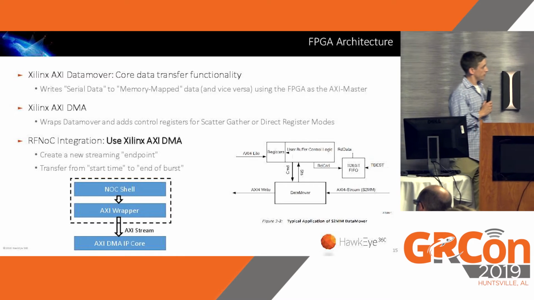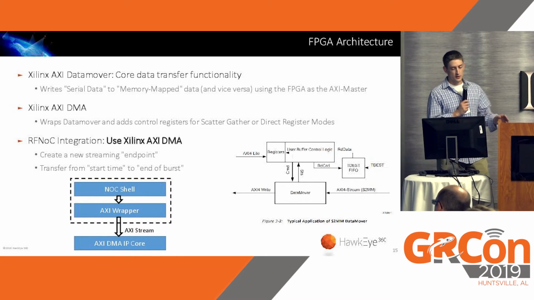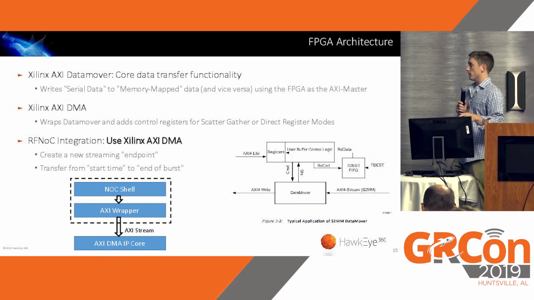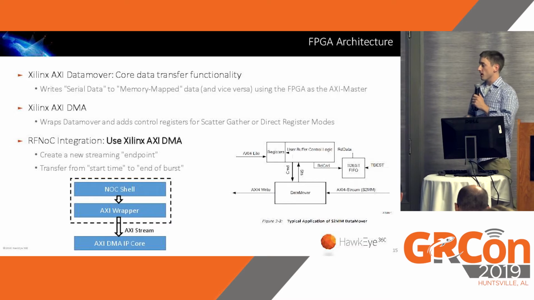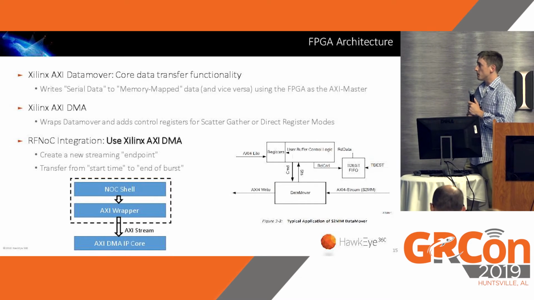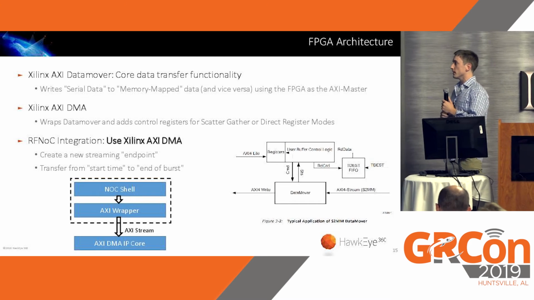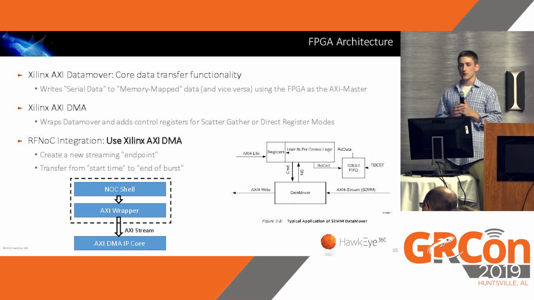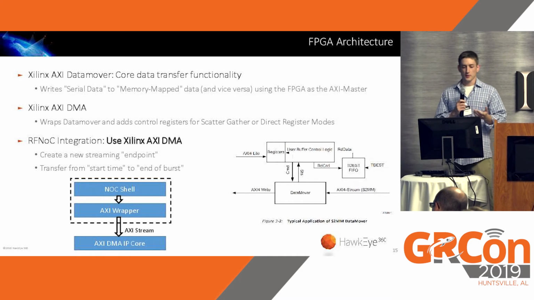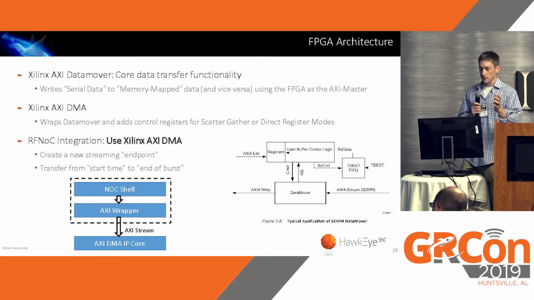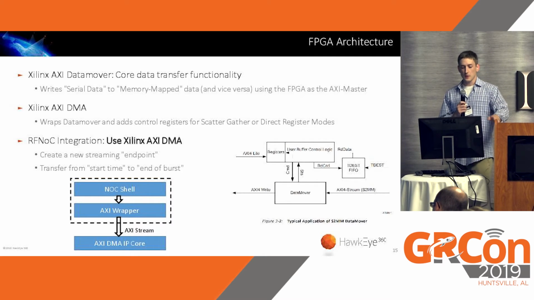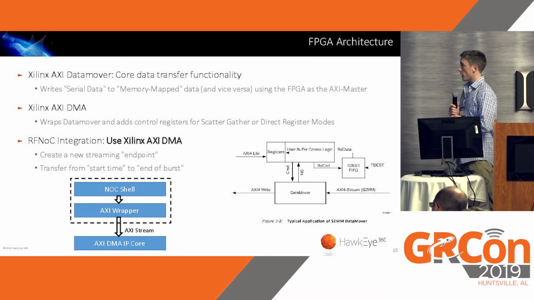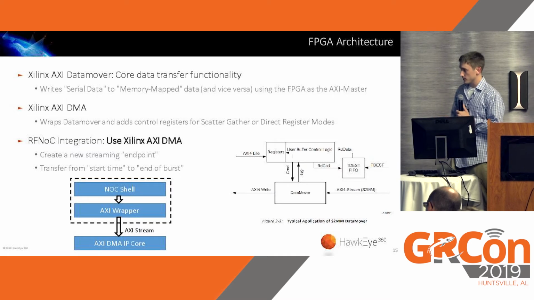This is just illustrating the architecture I was discussing. So we have the RFNoC block, which is the black dotted line. We've got the NoC shell, AXI wrapper, and then we add some extra I/O. It goes out and it goes to the AXI DMA IP core. When you're using the Xilinx IP, you've got an option for a data mover, which provides the core data transfer functionality, and that one's a little bit difficult to use. You kind of have to implement your own protocol. And then the AXI DMA adds more logic to be able to do the scatter gather or direct register operation modes, kind of more out of the box.